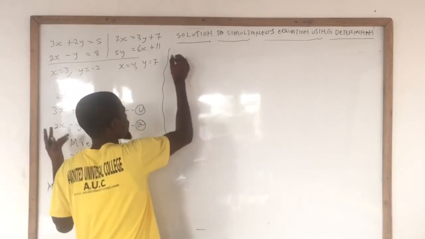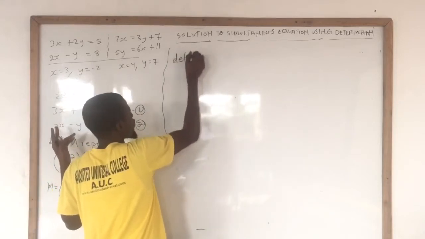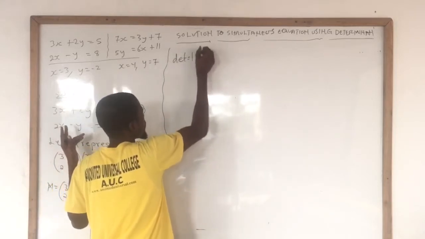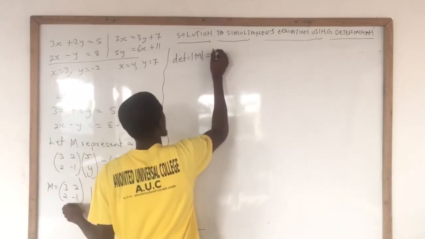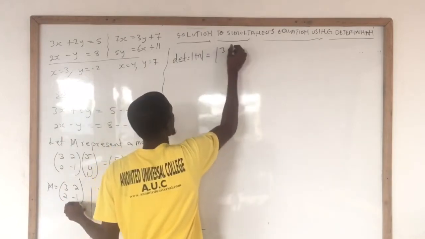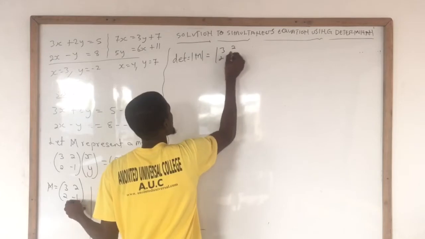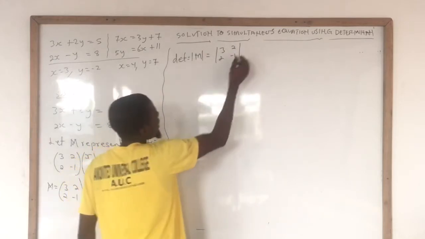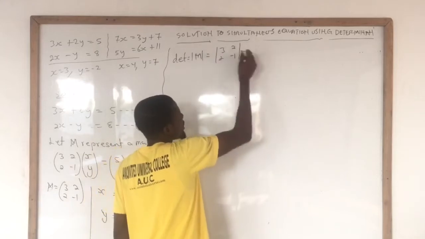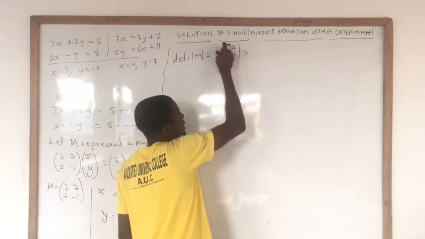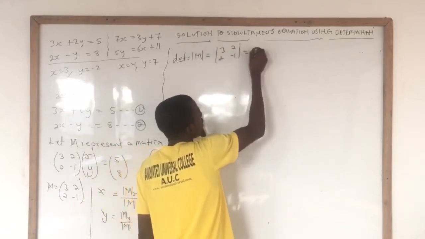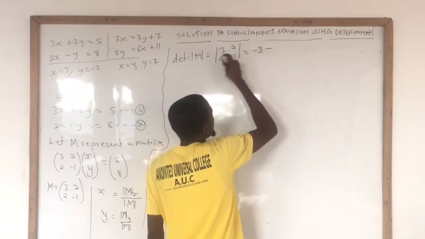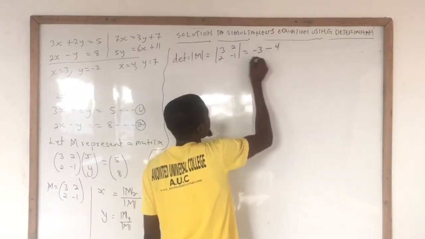So we all know how to find a determinant. So that of m, which is also equal to this particular matrix, is given by, we have 3, 2, we have 2, -1, right? So finding the determinant of this one, multiplying the leading diagonal, 3 times -1, we have -3, minus 2 times 2 will give us 4. So the final answer will give us what?